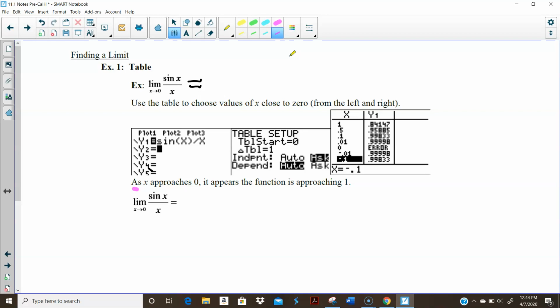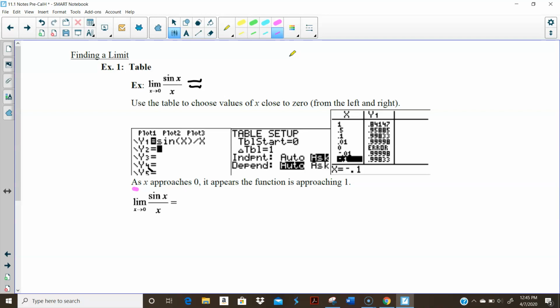Then if you hit second table set, under independent you're going to change the auto to ask, and then go to second table, and now you can type in these values on your table. So what we're looking at here is what is happening to the values as I approach 0.